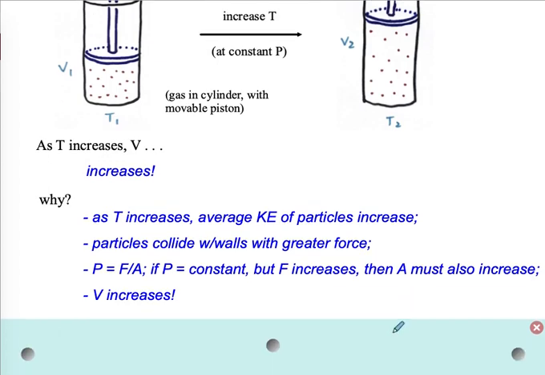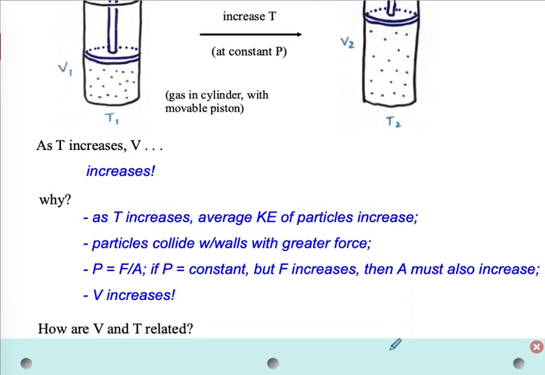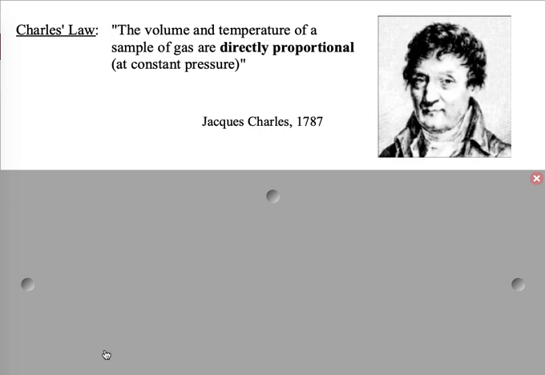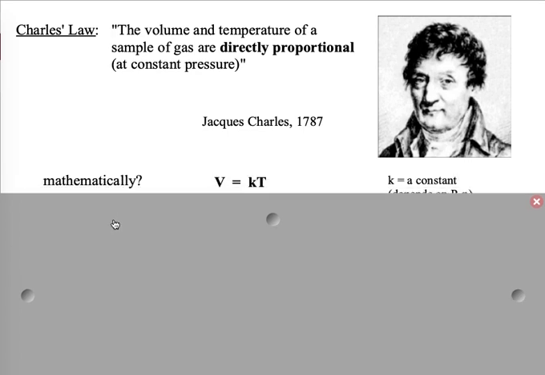Okay? So, how are the volume and temperature related to each other? Well, we also learned earlier in the year that if as one variable increases, the other increases as well, they are directly proportional to each other. This relationship was first discovered way back in the late 1700s by a French scientist named Jacques Charles, who proposed Charles' law, which says the volume and temperature of a sample of gas are directly proportional to one another at constant pressure.